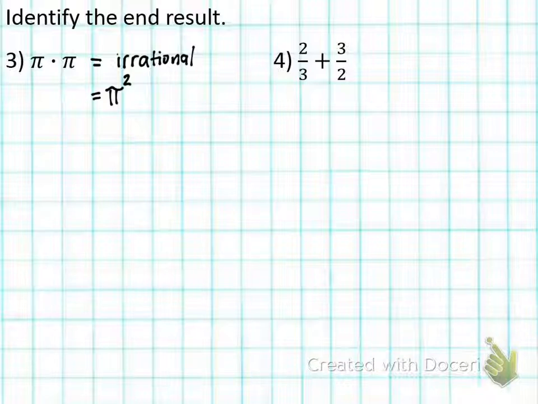Number 4. We've got 2/3 plus 3/2. Rational, irrational? Turn to your neighbor and explain it to them. Why is it rational, everyone? Because they're both fractions, so we know the answer is going to be rational. Now we need to solve it.